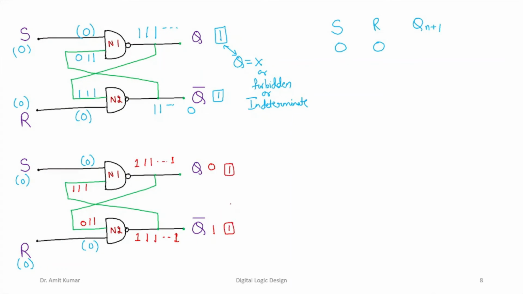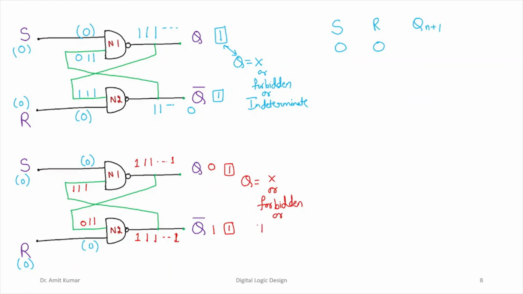But this is not a required condition, because the outputs have to be complement of each other. That is why we call the output the forbidden or indeterminate state, if both of the inputs, that is S and R, are 0-0. So we represent it with the help of a cross. We also call this the forbidden state.